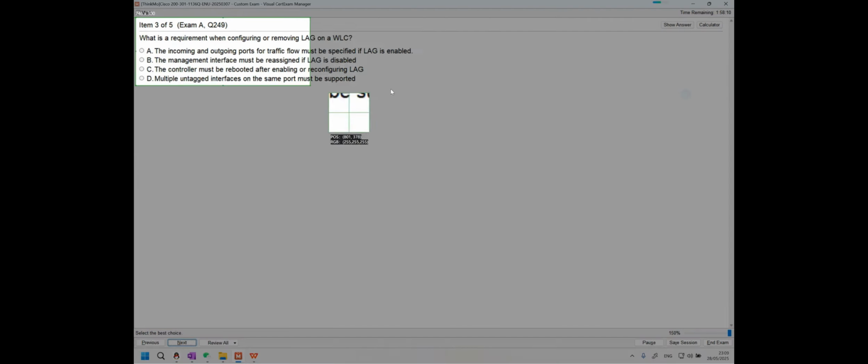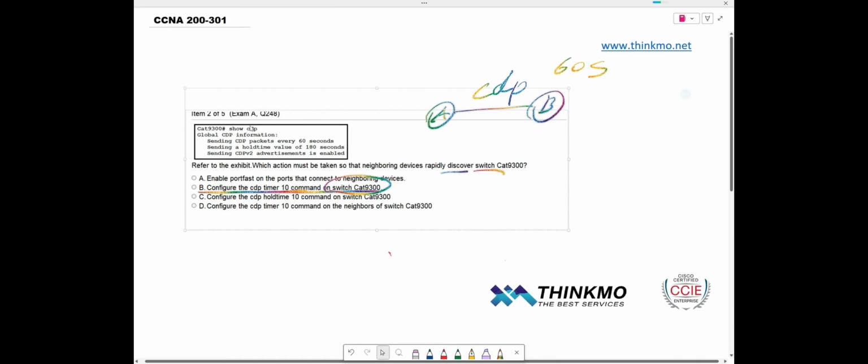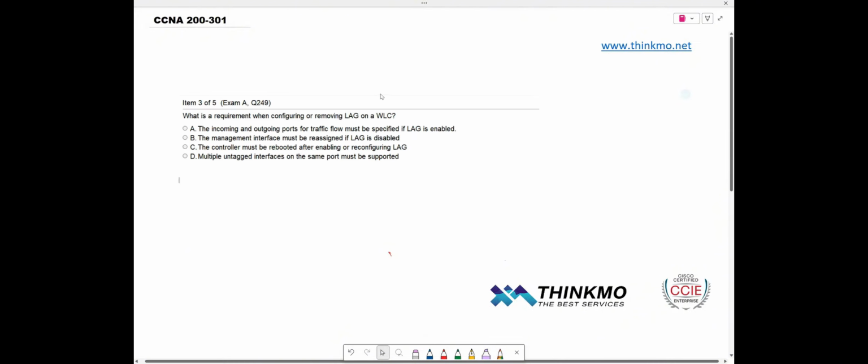Alright, question 3. It asks, when configuring or deleting LAG on the WLC, this WLC specifically, what are the requirements? This is a fixed requirement, it's a rule.